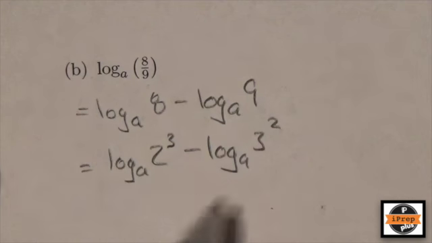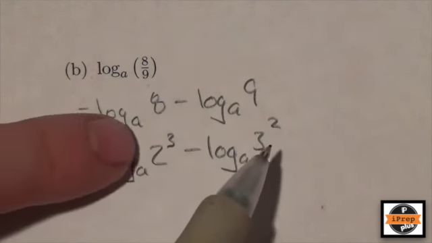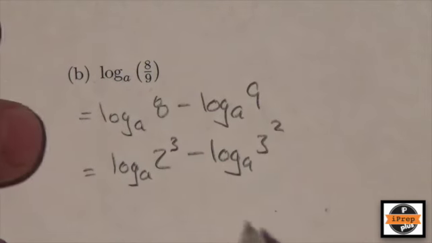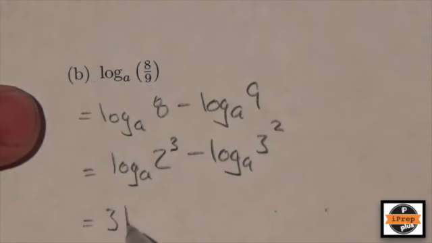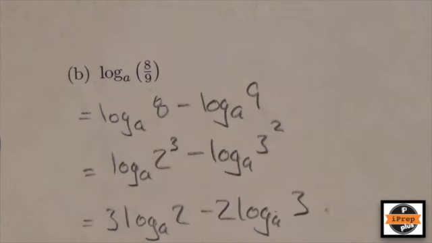So now I haven't really done anything. I've just changed the way those arguments look. But now I know that I can bring those exponents down. Okay, and so this will become 3 log base a of 2 minus 2 log base a of 3. And this is what I really wanted.